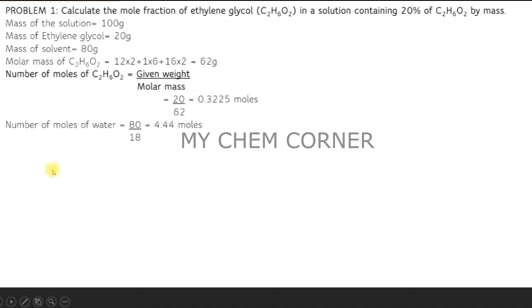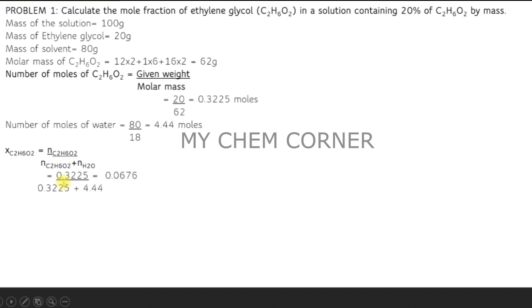So now that you know the number of moles of ethylene glycol and the number of moles of water, you just have to substitute this in the mole fraction formula. Mole fraction is always designated as a small x and number of moles is given as small n. In this case, the question says calculate the mole fraction of ethylene glycol. So mole fraction of ethylene glycol is equal to number of moles of ethylene glycol divided by total number of moles of the entire solution. Here, the number of moles of ethylene glycol we calculated is 0.3225, that's in the numerator, divided by the sum of both values in the denominator, because in the denominator it says total number of moles in the solution.